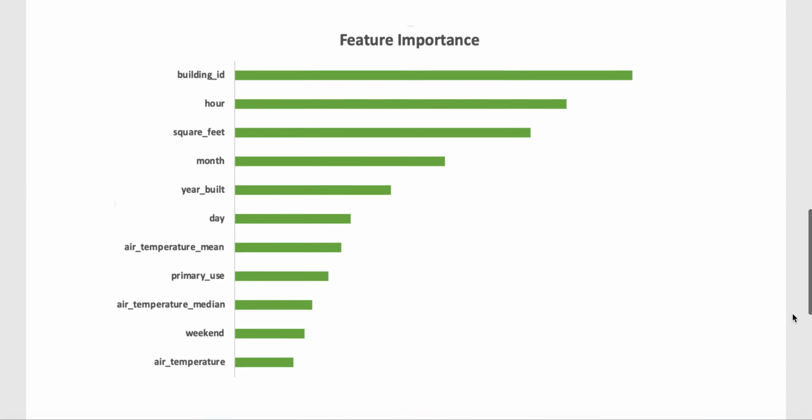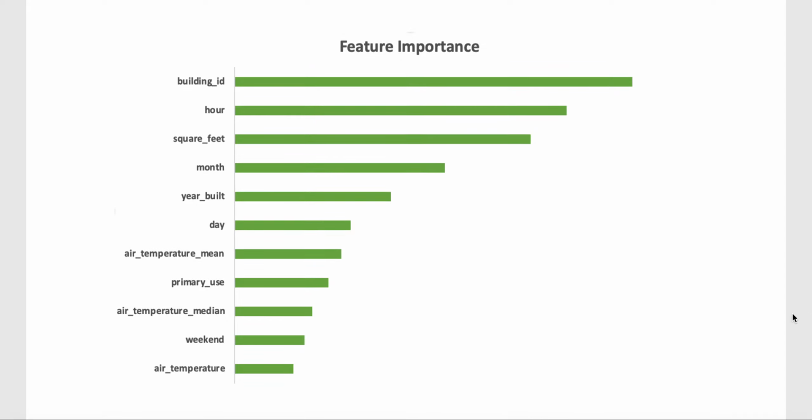Looking at the top features of our model, most of the features are the raw features. The building ID, and hour of the day, which was extracted from the timestamp, is a very important predictor. Square feet is the area of the building. Month is the month in which the meter readings need to be predicted. Then the year when the building was built, the day of the month, and some variables on the air temperature. So most of the variables are either raw variables or have just been derived from time.